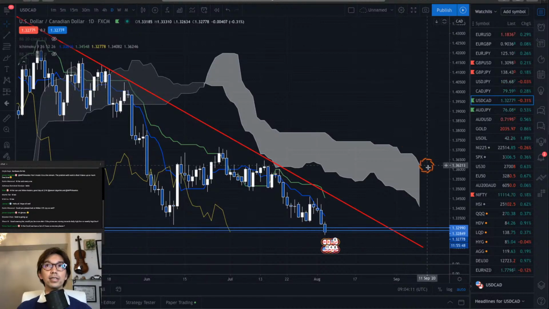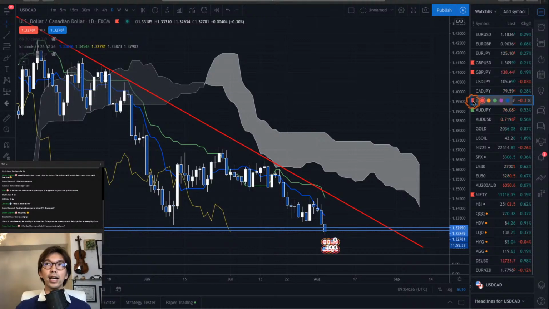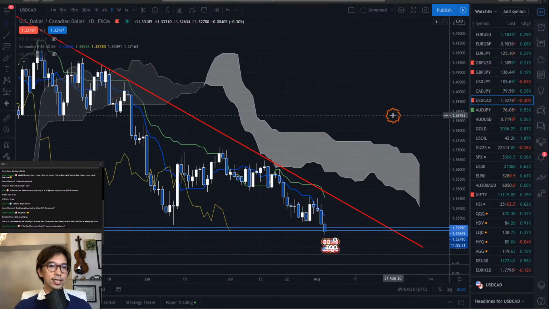In the daily chart, this is going down. The daily chart shows a beautiful downtrend on this USD CAD. So just take a look at the 4-hour chart, and the Kijun Sen is flat. So I take the daily, and I just mark it red.